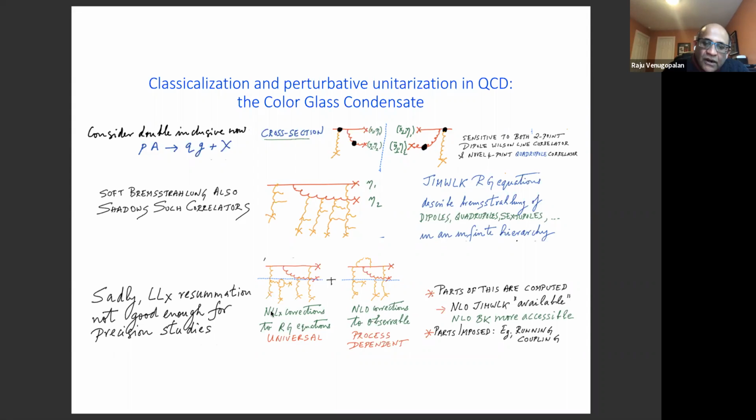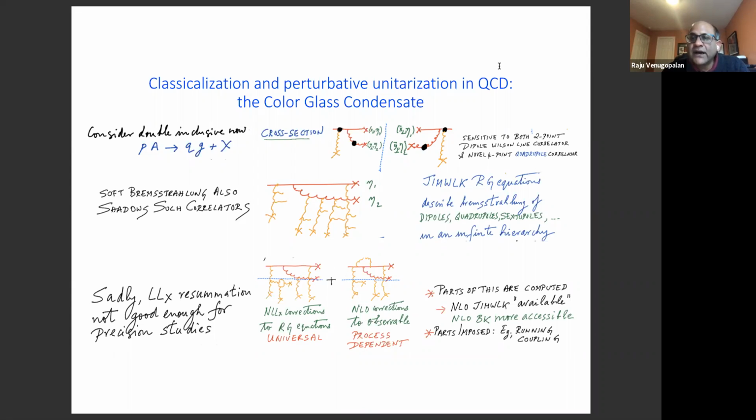So this part, the claim is, is universal. You can use it in deep inelastic scattering or in hadron-hadron scattering. But the part that's above here is non-universal. It depends on the final state that you look at. That's a coefficient function, that's process dependent.